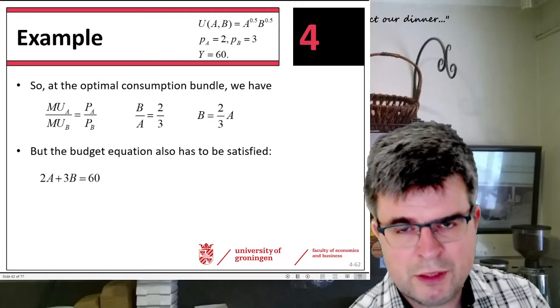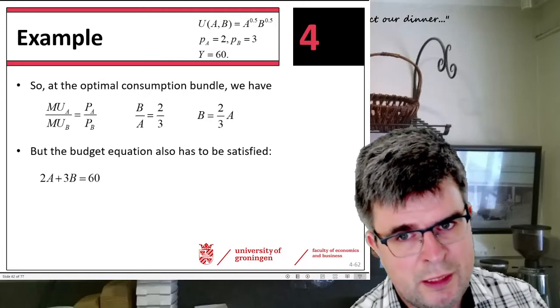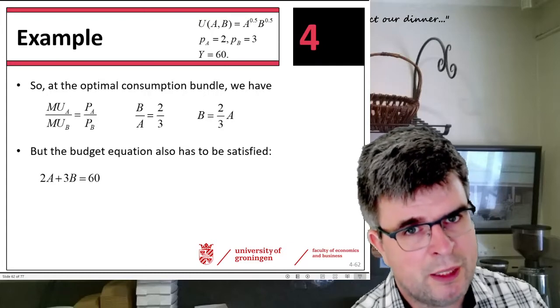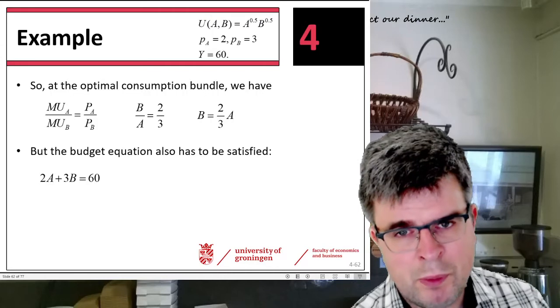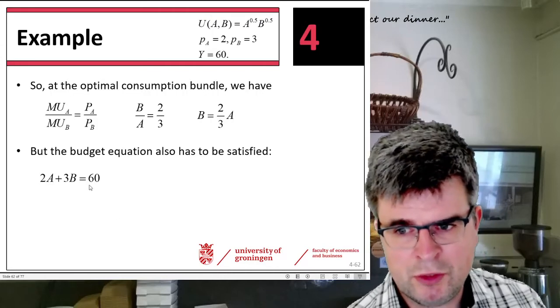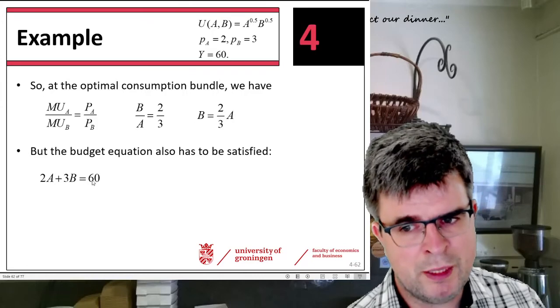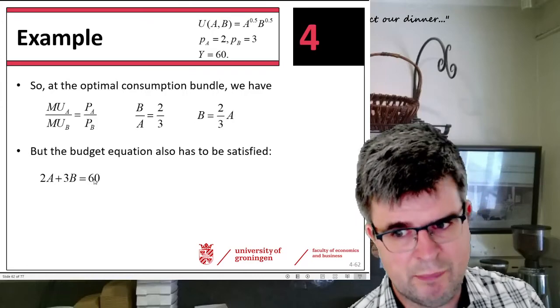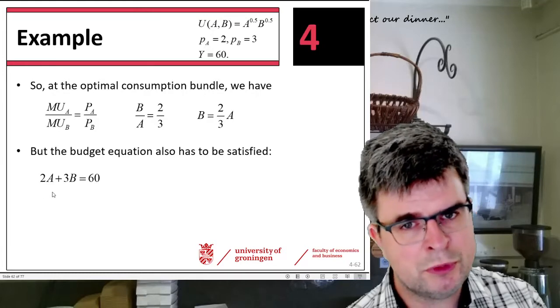And we use this information second. So we know that our total income is 60, price of apples is 2, and the price of bananas is 3. So we can buy only the bundles that satisfy the budget equation. 2 times A plus 3 times the number of bananas has to equal 60. So now we have two expressions with two unknowns and we can solve.